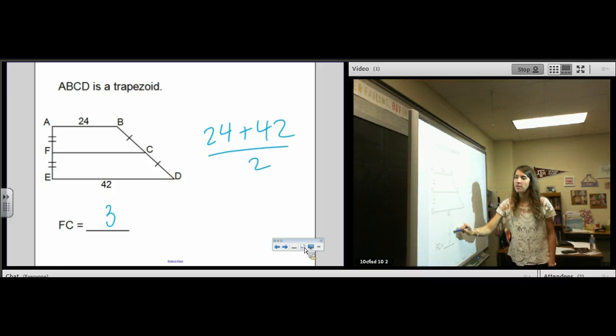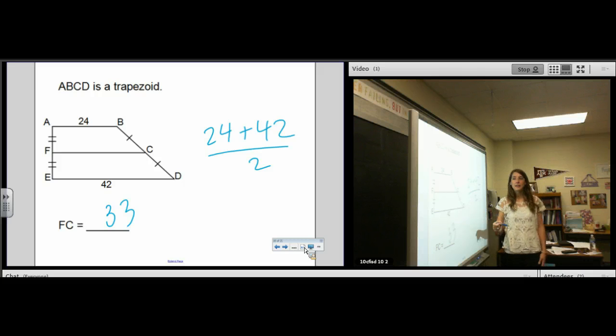The reason we're allowed to do that is because this is called, what's the vocab word for that? Mid-segment. Find the mid-segment. Would you just multiply it by height to find the area? You would have to find the height, and we don't know the height. But yes, you would multiply it times the height, and then that's it. Because you've already divided by 2.